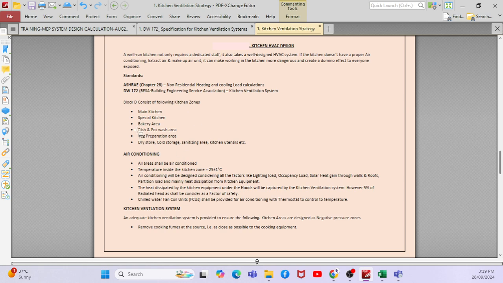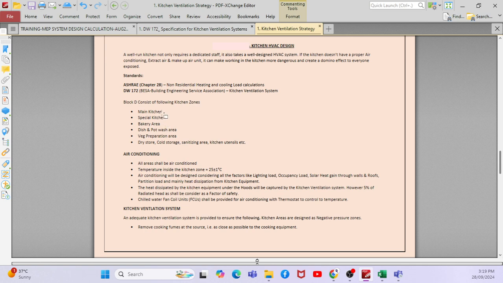If you go to one of my previous projects, you can see that any kitchen layout consists of the main kitchen, special kitchen, bakery area, then the dishwash and pot wash area, then the veg preparation area, then the cold storage area. So these are the more common sub-spaces that would typically be there in a massive kitchen.